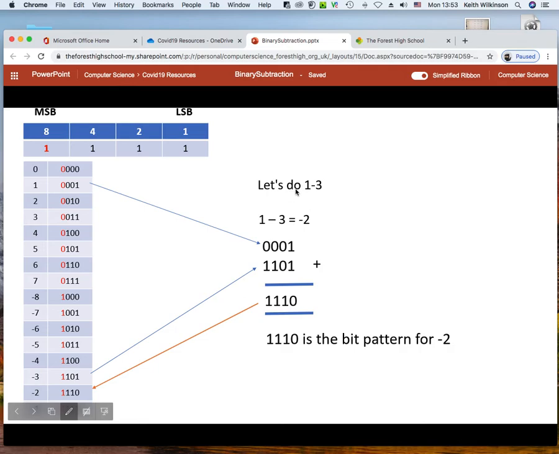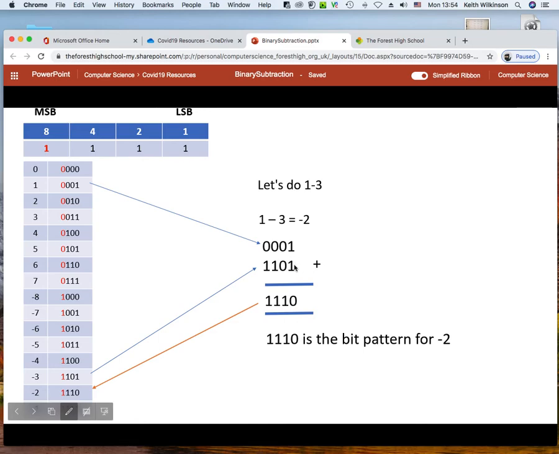Correct. Let's do the other one. Let's do the 1 take away 3. So I'm going to end up with minus 2 as my answer. But I'm doing it in 4-bit notation this time. So again, write down the 1. That's the bit pattern for 1. This is the bit pattern for minus 3. So if I look in my table, minus 3 is here. It's 1, 1, 0, 1. I write that down as minus 3.